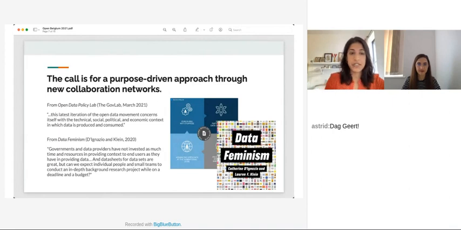So we have come to conclude that this purpose-driven approach is meant for creating context, and the collaborative network that will create it needs to be established outside the current data lifecycle. The question is now, how do we do that? Who should act and how?